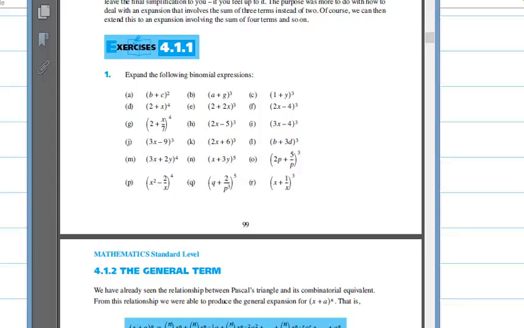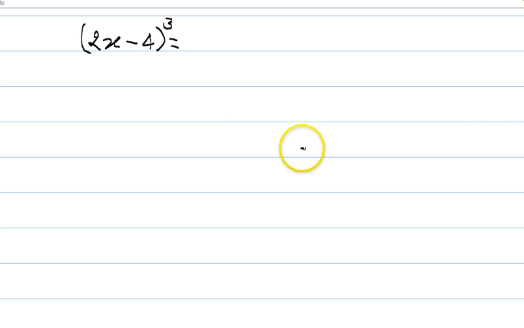Now let's take one example to understand what we have learned in the previous video. We are taking question number 1 part F. We are going to expand (2x minus 4) whole cube using the binomial theorem. So we have (2x minus 4) whole cube. Now we are going to use the binomial theorem.